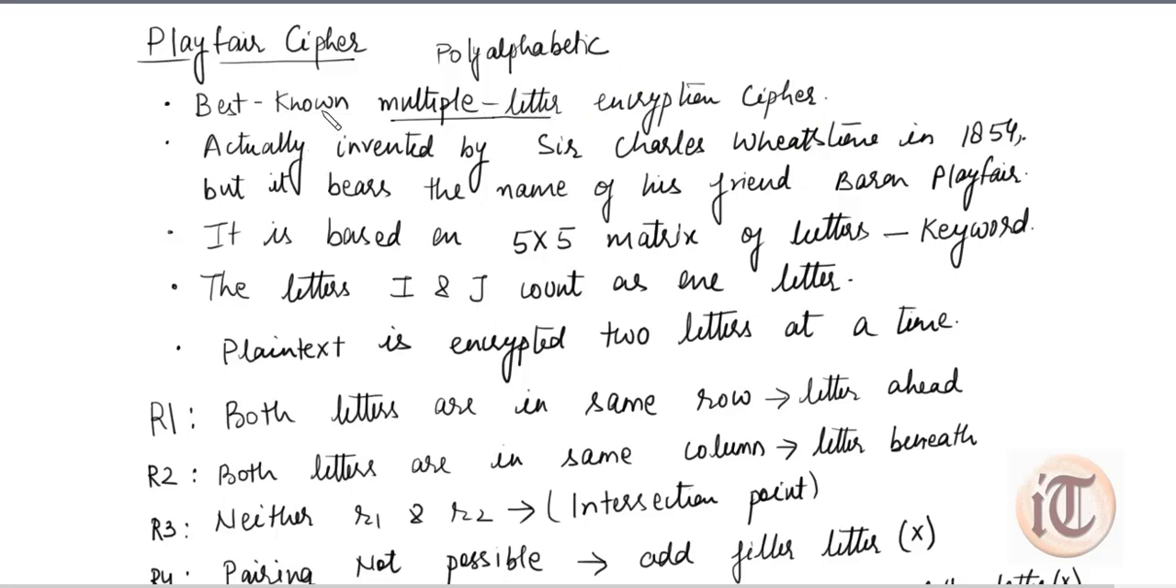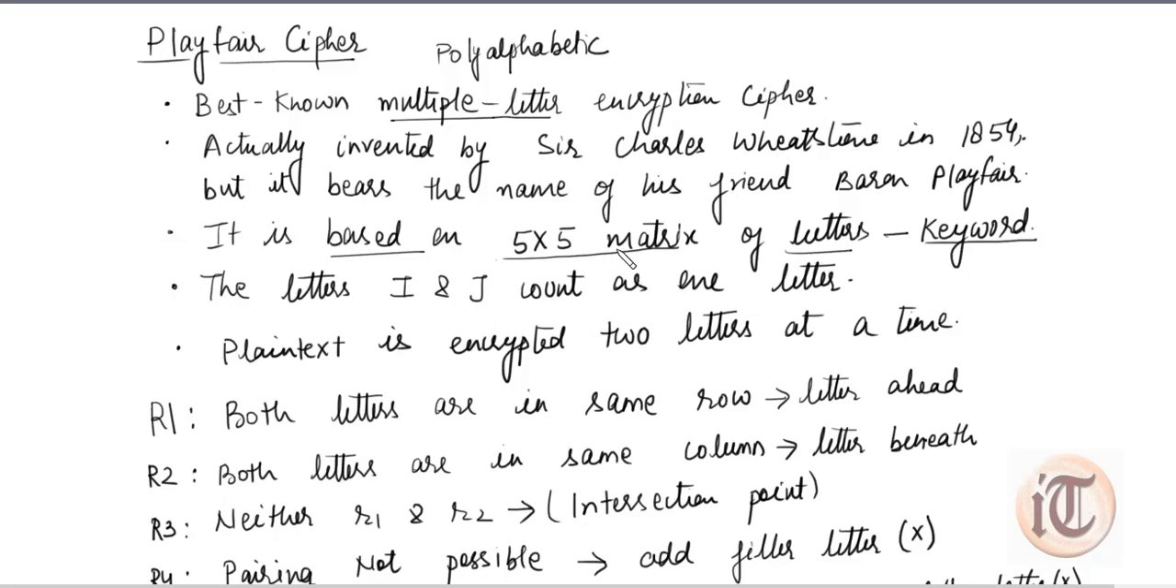Now this technique was actually invented by Sir Charles Wheatstone in 1854, but it bears the name of his friend Baron Playfair. The most important part is that it is based on a 5x5 matrix of letters which is filled by the keyword. The key that is given to you for converting plain text into ciphertext is filled into a 5x5 matrix by the following rules.